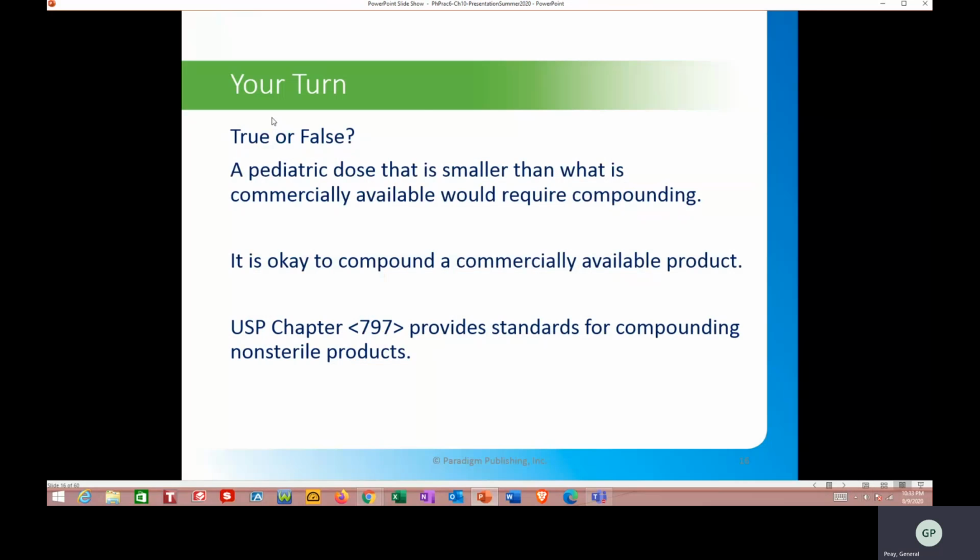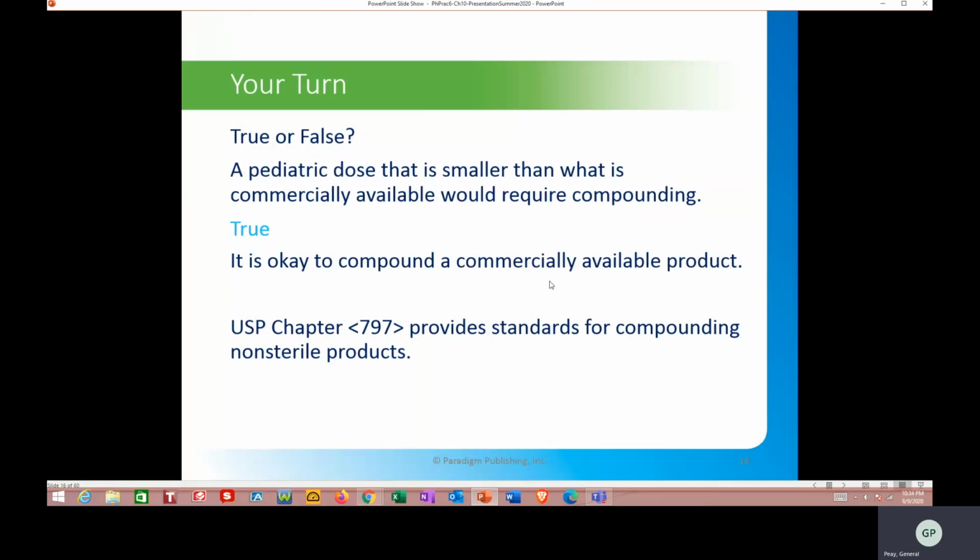So let's see if we can answer this. True or false, a pediatric dose that is smaller than what is commercially available would require compounding. If you take a minute to think about that, your answer should be true, because there's no way you could dispense it commercially, because that dosage is not commercially available. So that should be true.